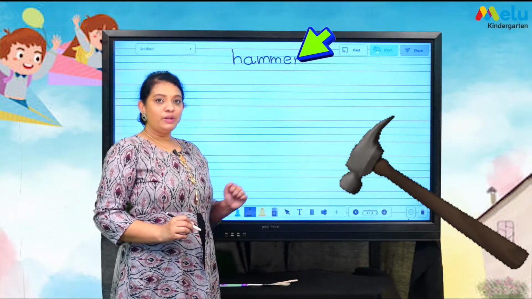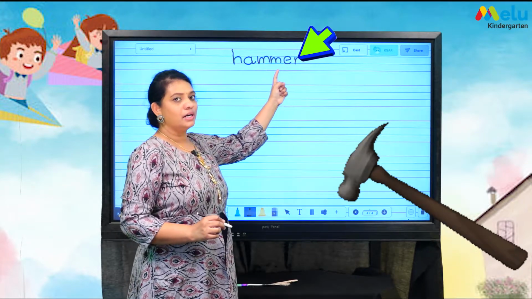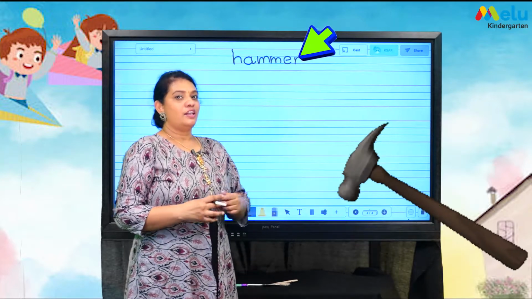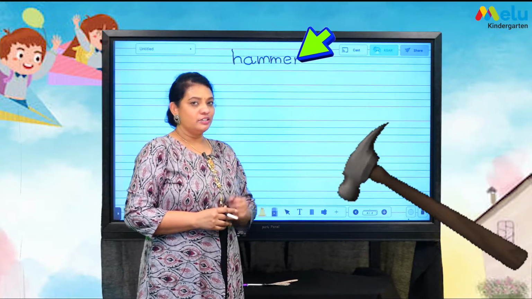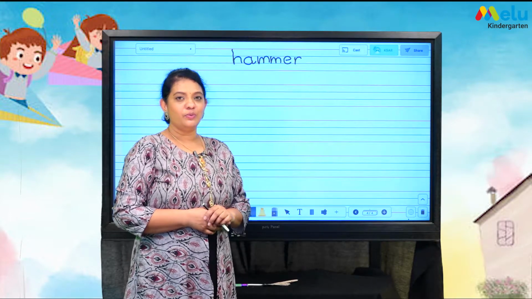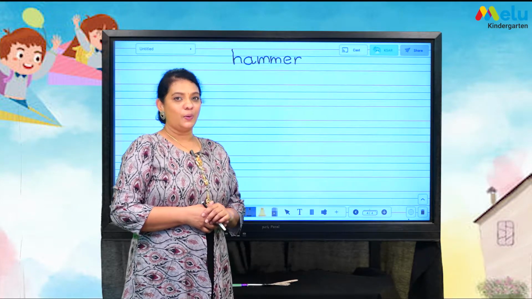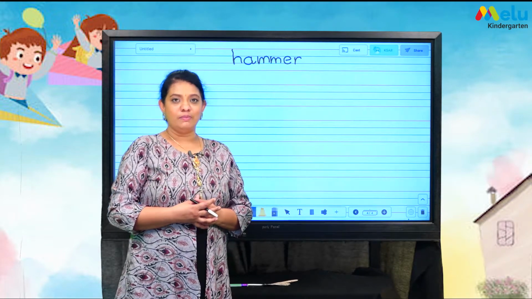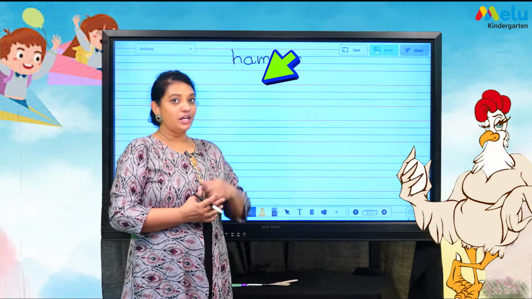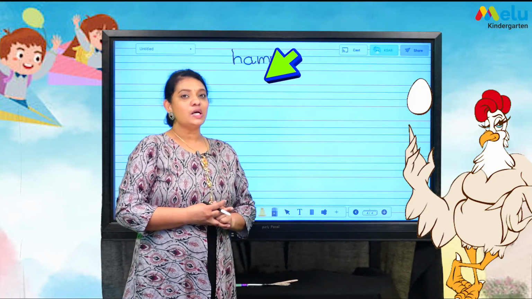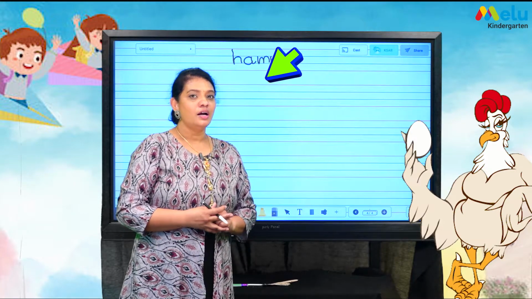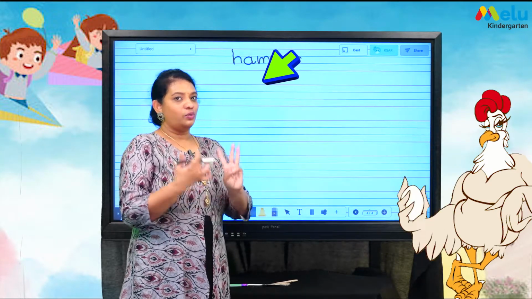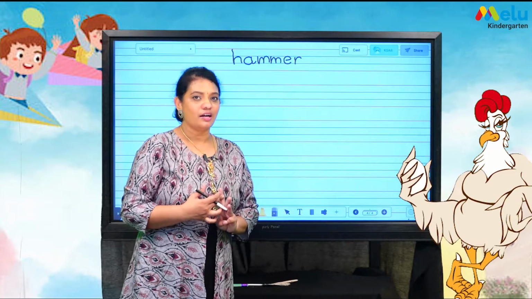So now let's read with me. Hammer. Hammer. Now we are going to learn a short and sweet word, which is hen. Okay, so this is short already, so we need not divide it into any syllable, but you should identify the sounds. So what sounds are included in the word hen? H and A and N, right? So the first sound is H, write H.